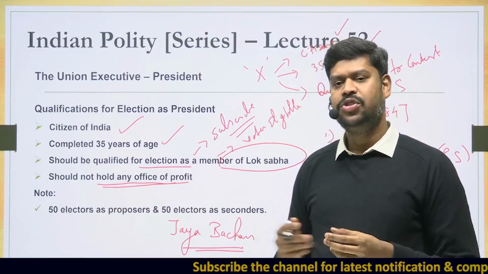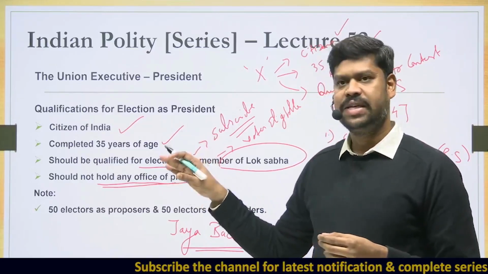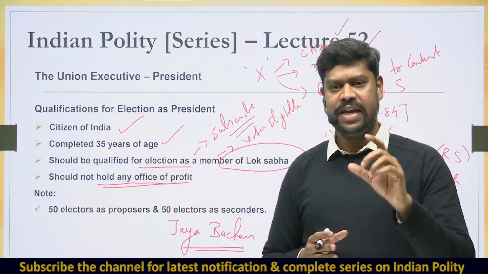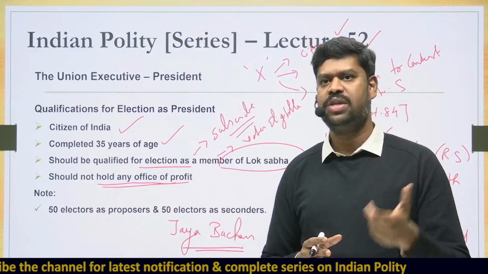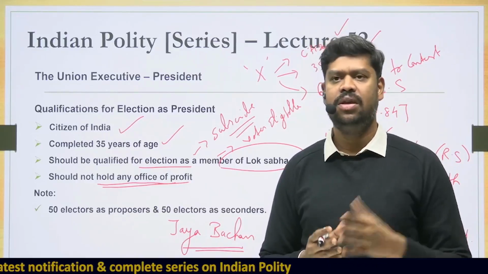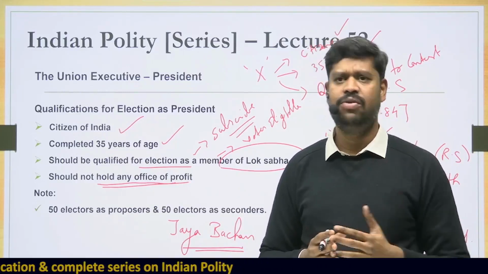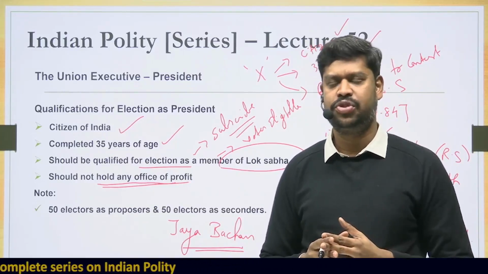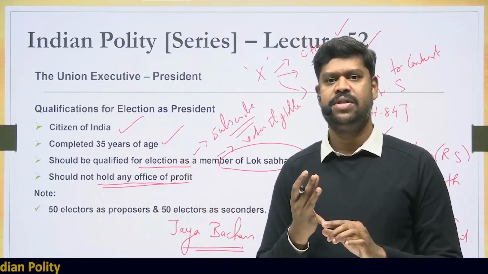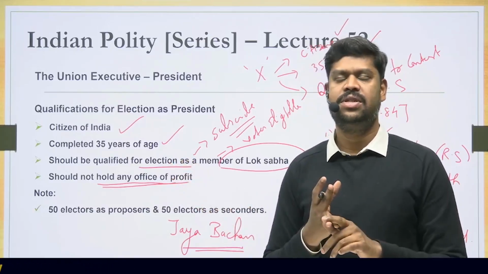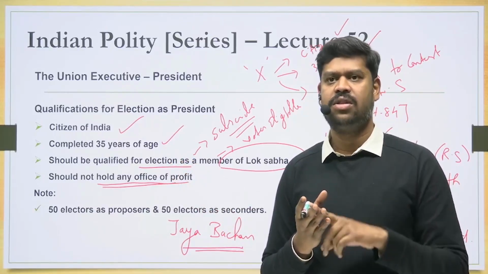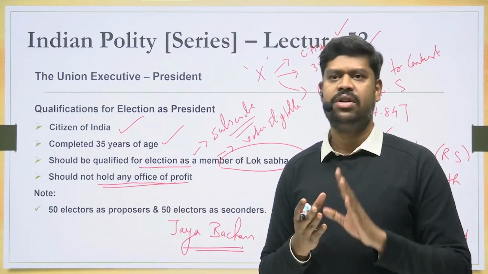But the constitution itself provides some exceptions to this office of profit. So what are those exceptions? Any sitting president doesn't have to resign from his office, because a sitting president is drawing salary from the government. He doesn't have to resign from his post. So the exceptions for office of profit are any sitting president, any sitting vice president, the council of ministers, either under the center or under the state, and the governors of any of the states.